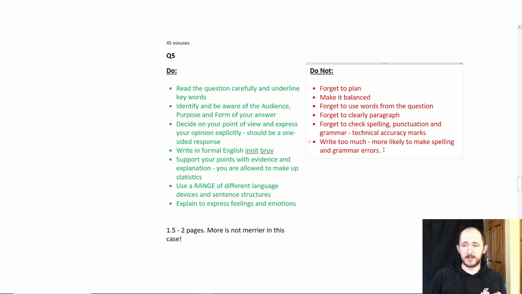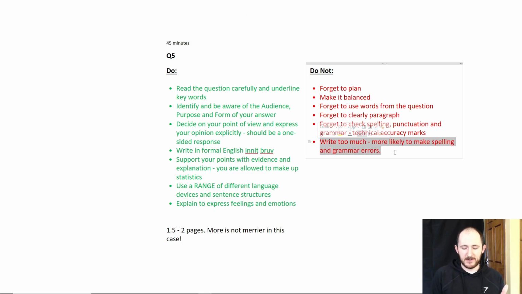And don't write too much. There's a couple of reasons for this. One is your writing's more likely to be boring. So let's say I'm writing 2 pages and I have 10 language devices, right? 10 real good language devices. That's 5 a page, which means when the person's reading it, every few lines they're going, oh wow. Now imagine I had 10 language devices but 5 pages. Now there's only 2 per page, right?